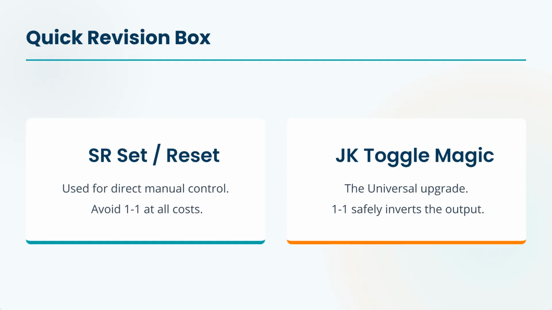For a quick revision, the SR flip-flop is for direct set/reset control, but you must avoid the 1-to-1 state. The JK flip-flop is the universal upgrade, where 1-to-1 safely performs the toggle magic.